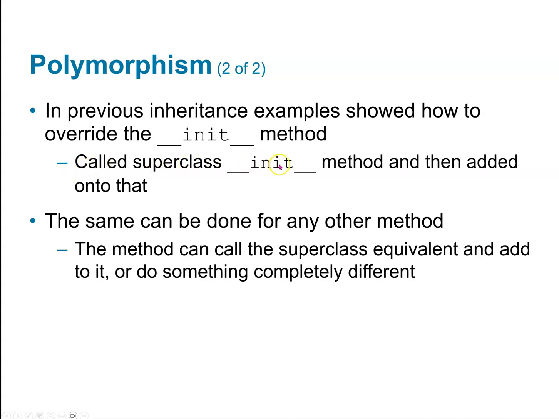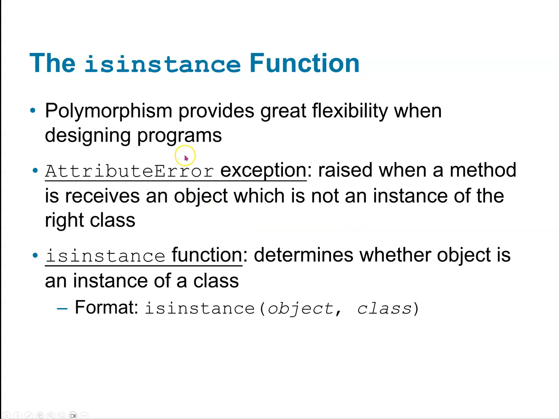And we called the superclass init method in our subclass and added on to it. The same can be done for any other method. The method can call the superclass equivalent and add to it or do something completely different. Polymorphism provides great flexibility when designing a program. An attribute error exception is thrown when a method is called on an object which isn't an instance of the right class. So you have a superclass car and a superclass dog. You can't call a car method on a dog.